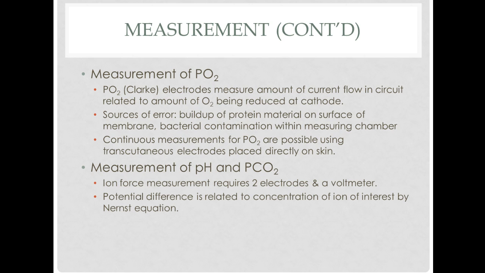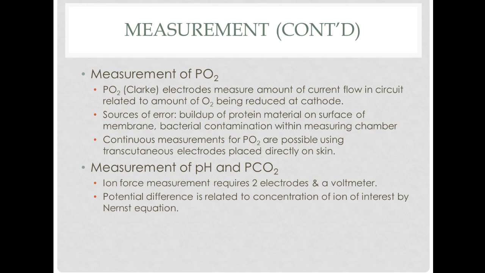The measurement of PO2 uses a Clark electrode, which measures the amount of current flow in the circuit related to the amount of O2 being reduced at the cathode. Some things that can cause problems with this are buildup of protein material on the surface of the membrane, which is why we have to run a cleaning agent through in between samples. We can also see bacterial contamination as well. Continuous measurements for PO2 are possible using transcutaneous electrodes placed directly on the skin.